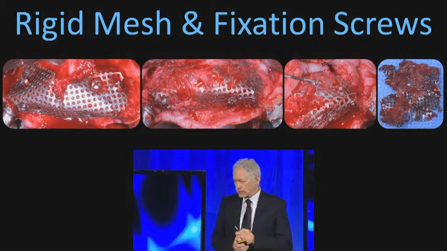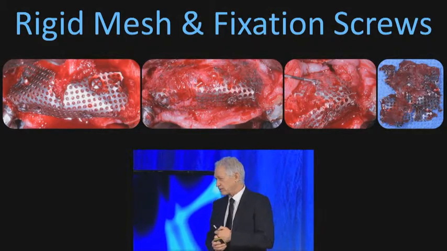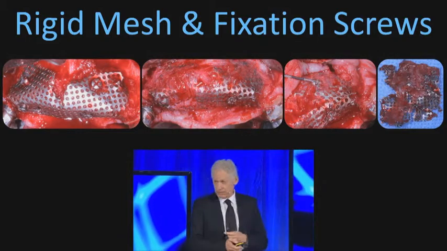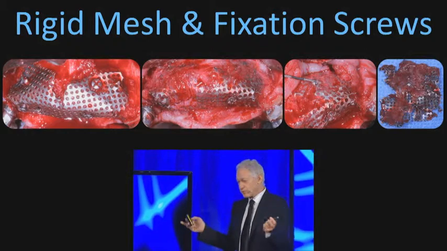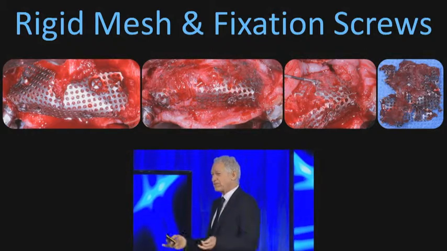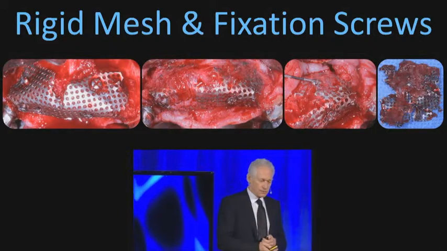And that's exactly what happened to me here. I tried to remove the mesh intact, and I fractured it, and now I have to go and look for the extra piece. So if you use a mesh, underline, before you start removing it, make sure that you have the full circumference of the mesh exposed, because it's so embedded within the soft tissue.